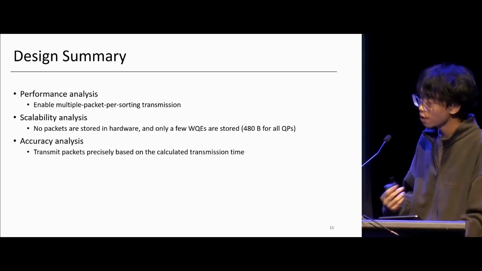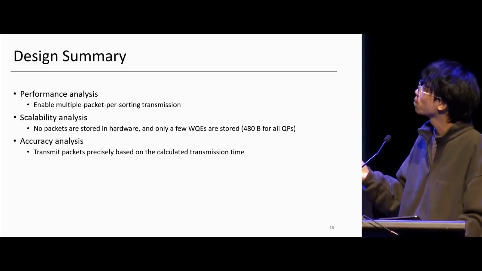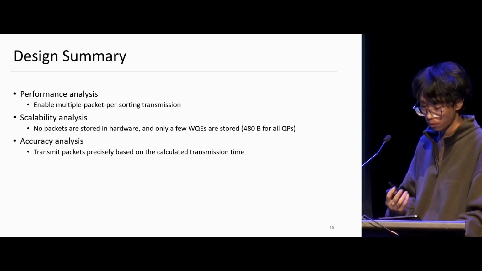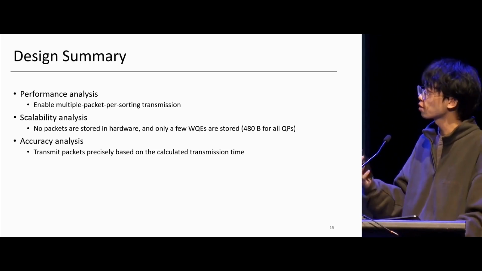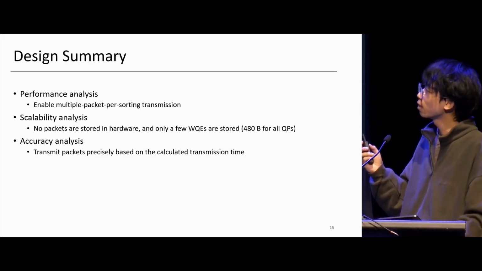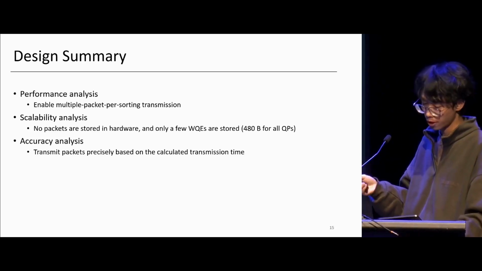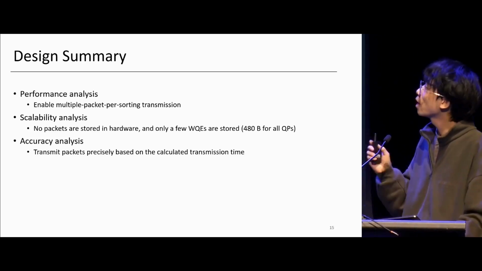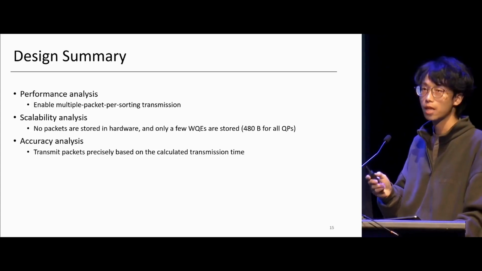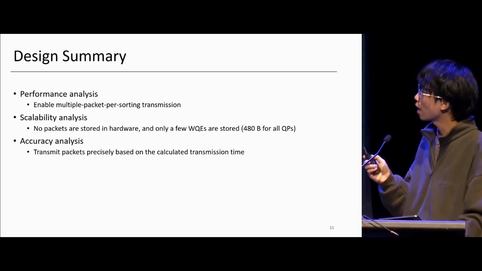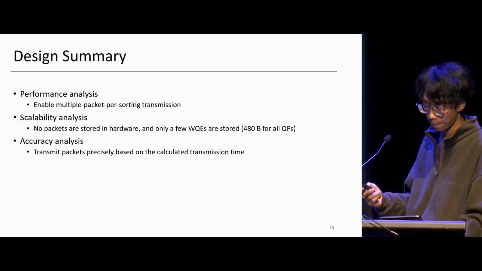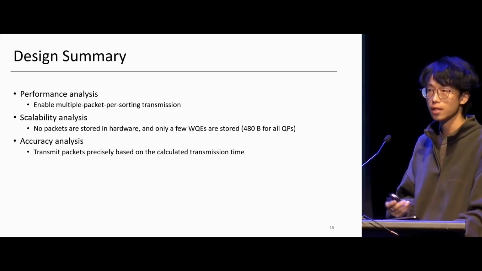In summary, Tensor is fast as it enables multiple packets per sorting transmission, improving the packet rate. Now the maximum rate has increased from sorting a few thousands of flows to sorting a few hundreds of packets. For scalability, Tensor is resource efficient and achieves high scalability. No packets are stored in hardware, and only a few WQEs are stored, about 500 bytes for all QPs. In terms of accuracy, Tensor can transmit packets precisely based on the calculated transmission time, and can enforce the rate limit and prevent traffic bursts.